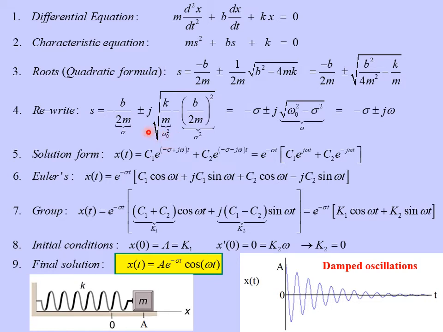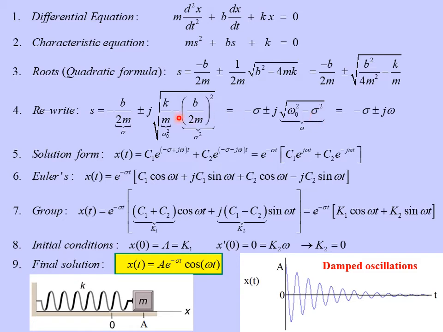So we can rewrite our s as negative sigma plus or minus j times the root of the natural frequency squared minus sigma squared. And it turns out that all of this stuff here, the square root term with all that stuff inside of it, is going to end up physically being the frequency of oscillation of this thing when it goes back and forth. So, looking ahead, I'm going to rename all of this stuff here as omega. Now this omega is not the same as omega naught. It's a little bit different because it's subtracted from by sigma squared.